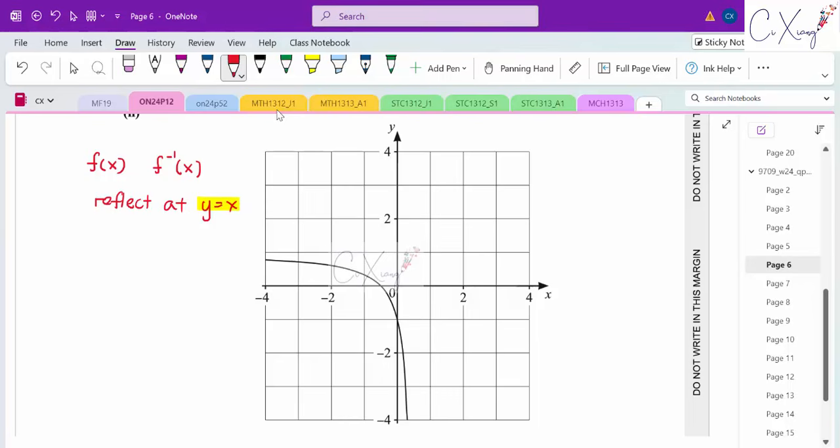y equals x means that the graph will pass through (0, 0), (1, 1), (2, 2), (3, 3), (4, 4), and so on. Okay, so you can try to sketch the mirror line here. I will sketch it like this. It should be a straight line, yeah? So you pass through all the (1, 1), (2, 2), (3, 3), (4, 4), and so on. And label it clearly, y equals x, which is the mirror line.